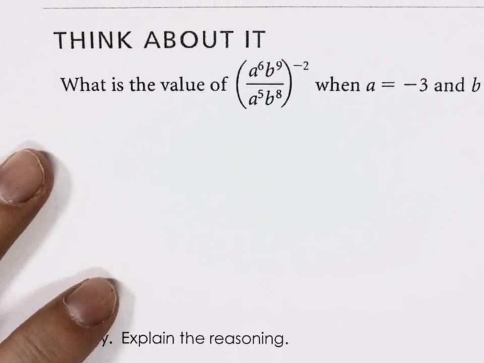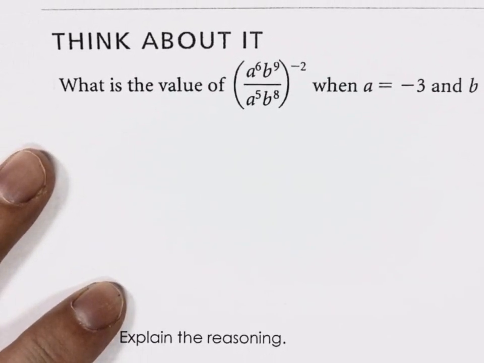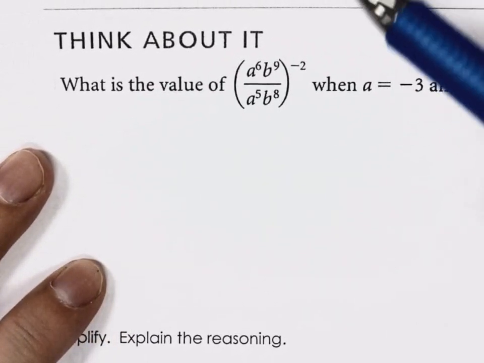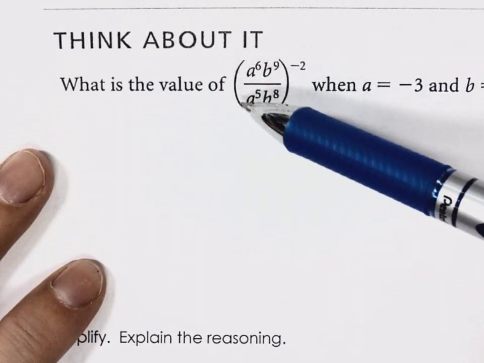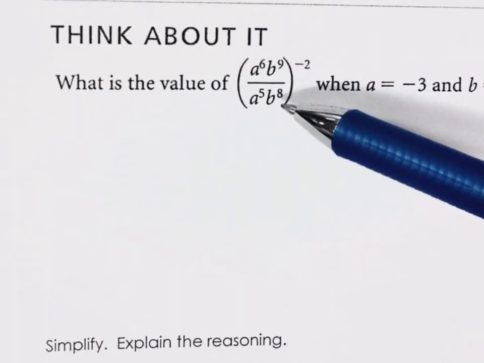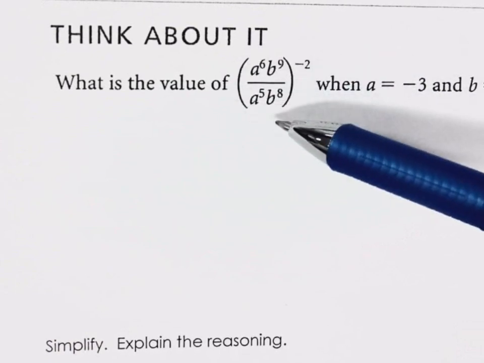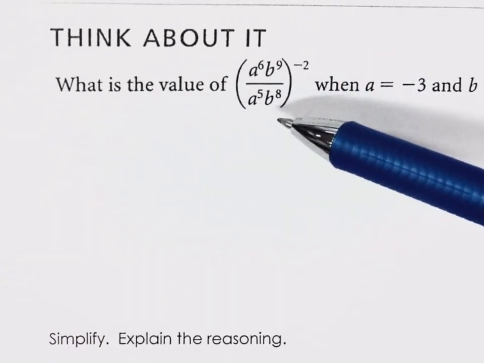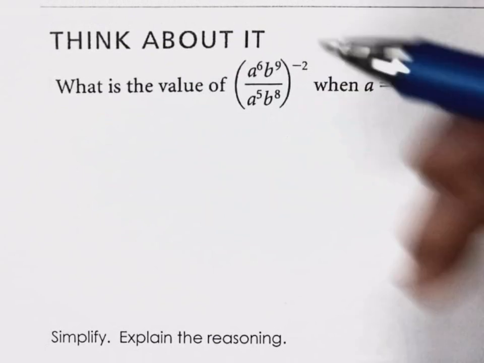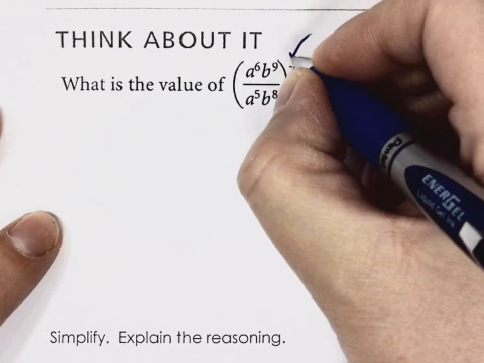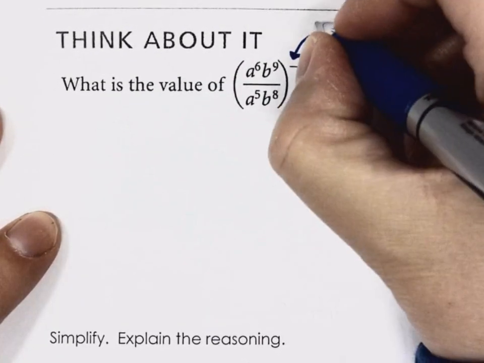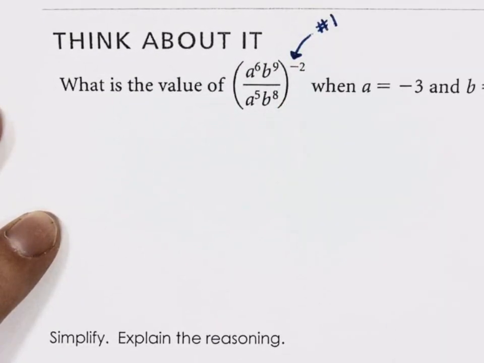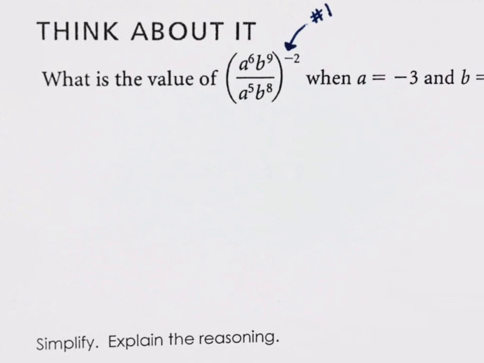So let's go through and deal with order of operations first. So order of operations says I need to take care of what's in the brackets. And normally, that's exactly where I would start. I would simplify using my exponent rules, and we'll go from there. But what I would like to do first is deal with that negative exponent. So I'm going to put a number 1 by that, because that's what I'm going to do first. I'm going to deal with that negative.